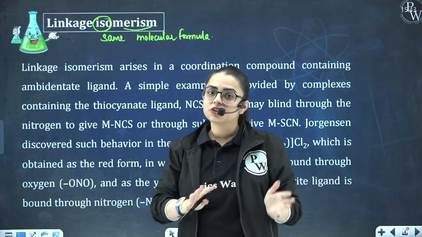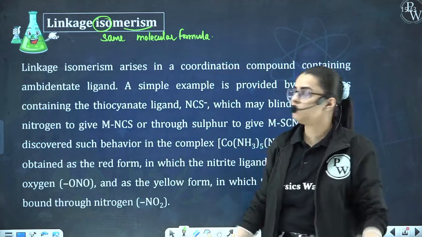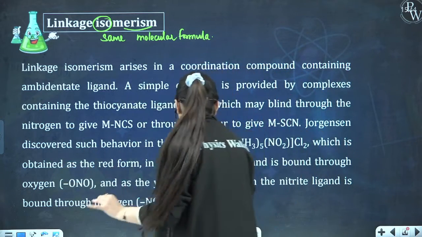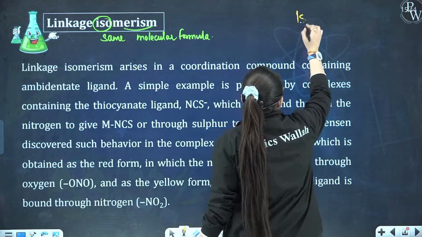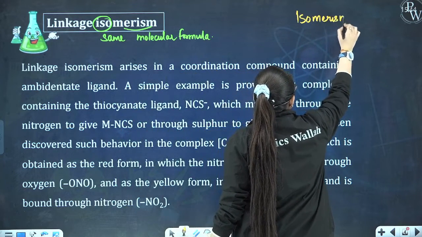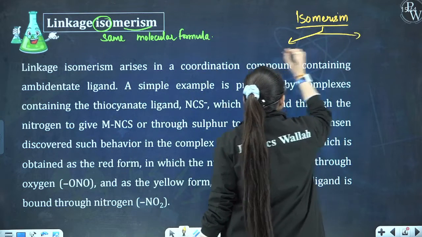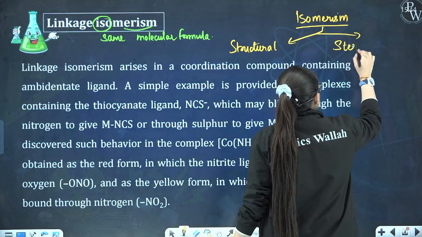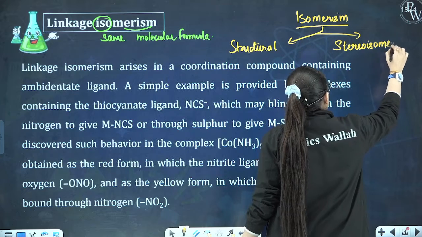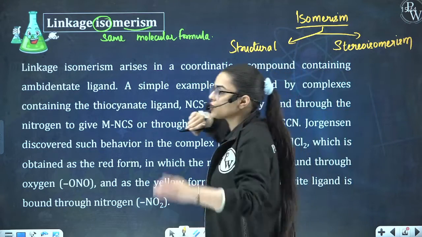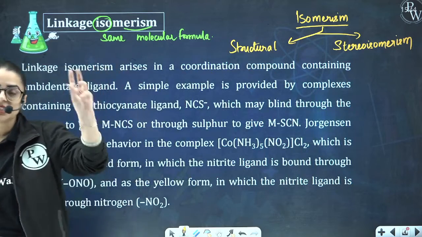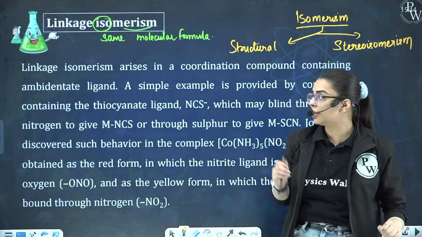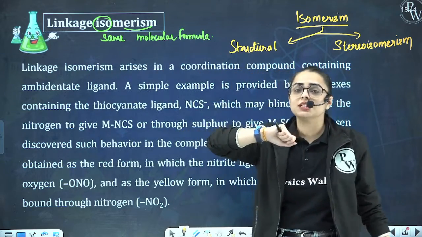Now the very first kind that comes under the category of structural isomerism is linkage isomerism. We had classified isomerism into two basic categories. If you remember in the previous lecture, I told you that if I divide isomerism, my dear students, into two parts, one is structural isomerism and the other is stereoisomerism. Structural isomerism was further divided into four major segments, and stereoisomerism is further divided into two, that is geometrical and optical. Great, okay.